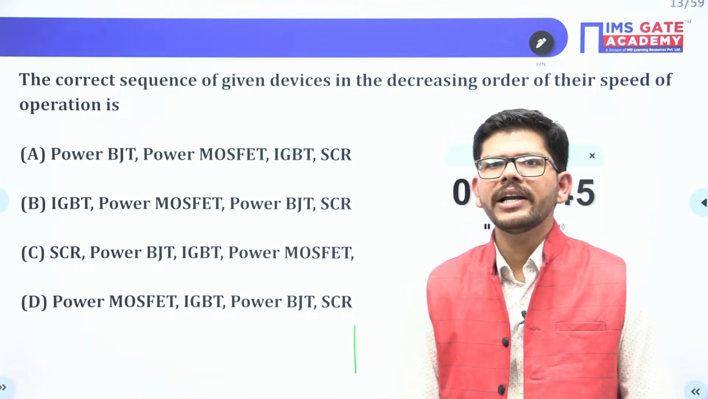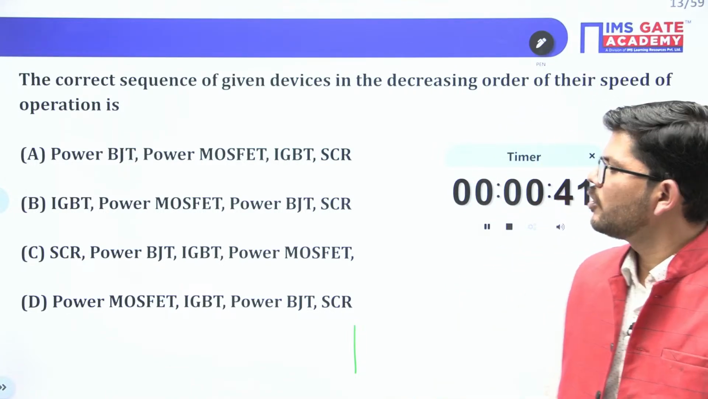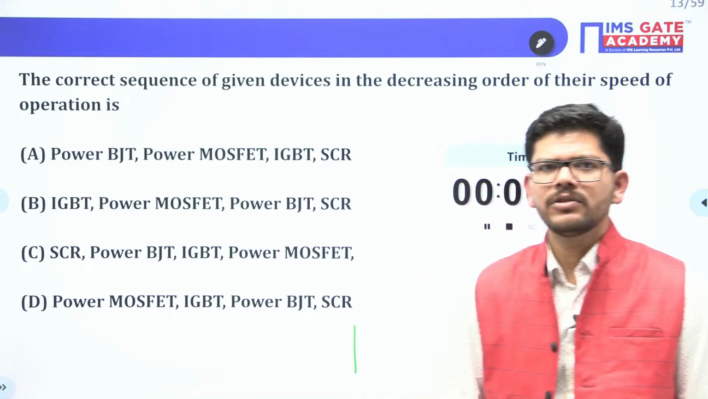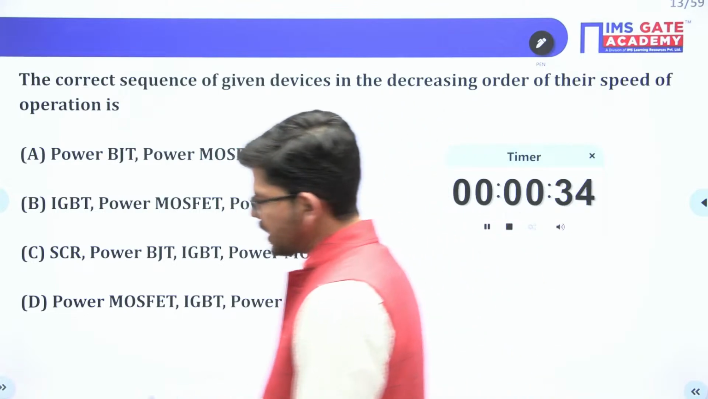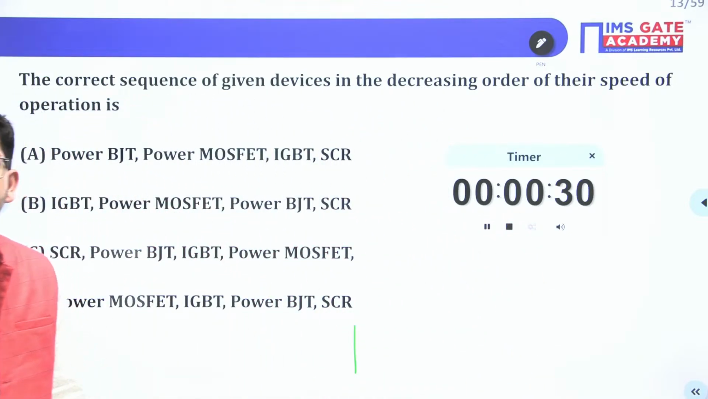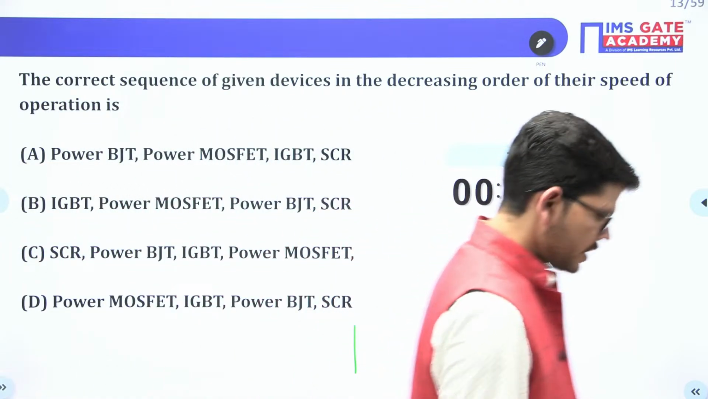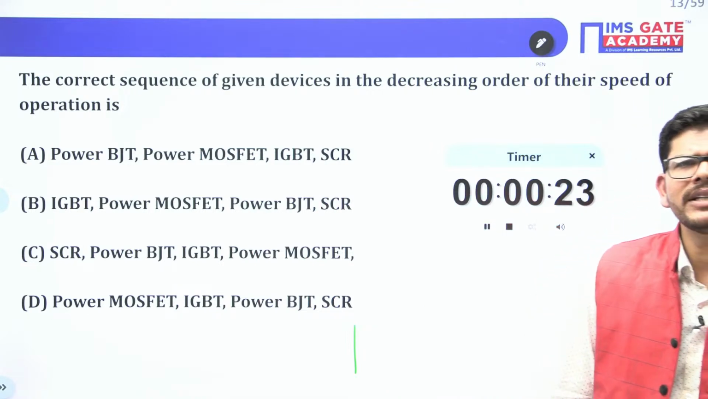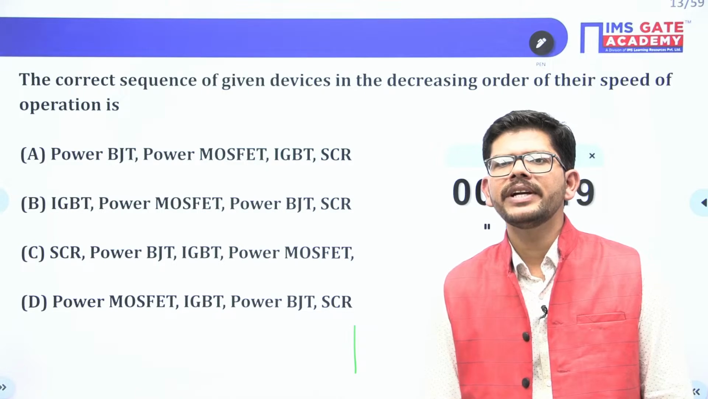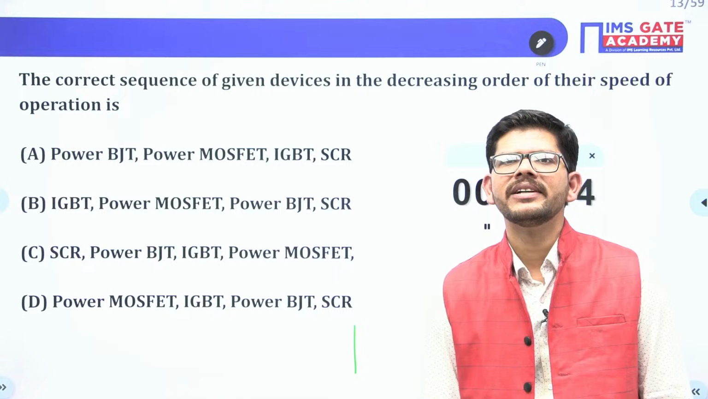We have to tell regarding the decreasing order of their speed of operation, meaning from the fastest switch to the slowest switch. So fastest to slowest we have to go. Now tell me which option is correct. I think Naru has answered and she is saying that D is the correct option. What about others, guys? Very good.